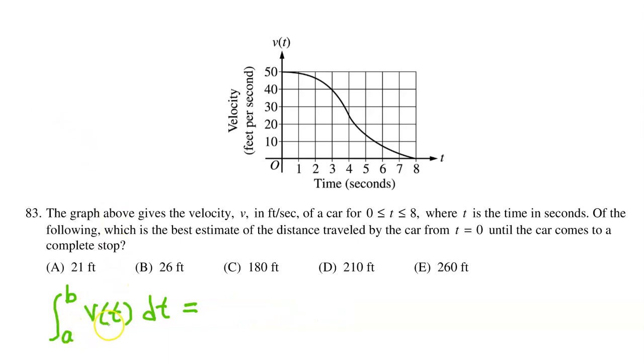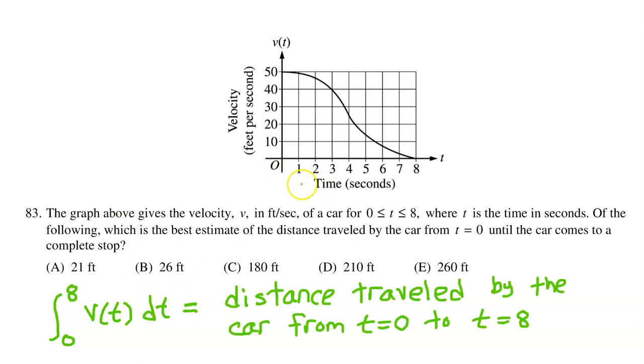The antiderivative of velocity is position. So the integral of velocity from a to b will equal the position at b minus the position at a. So just like we might say that the integral of a rate from a to b is equal to the change in the amount from a to b, the integral of velocity from a to b is equal to the change in position from a to b.